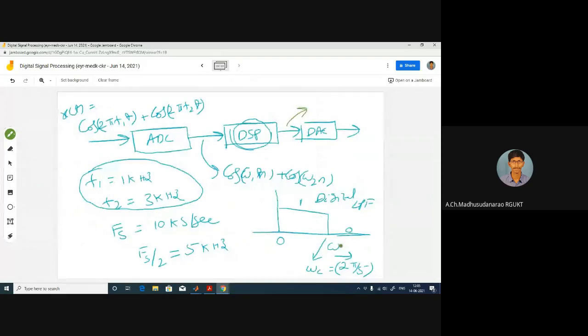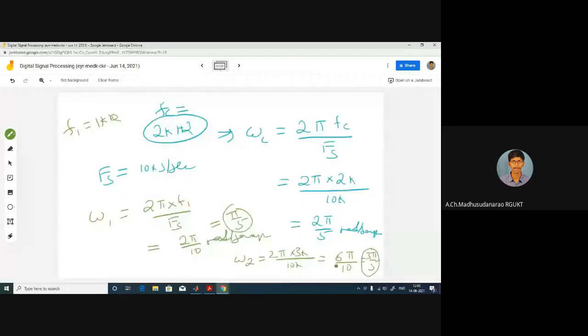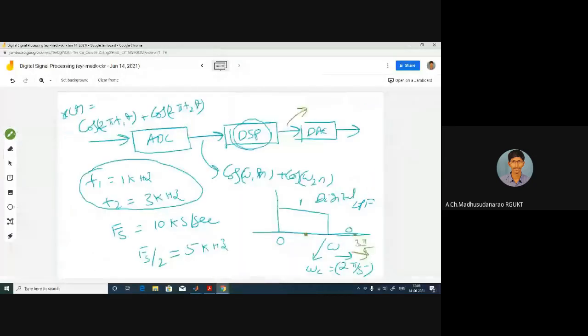3 pi by 5 is somewhere here, right? This is my omega versus gain of that frequency. And pi by 5 is before this, somewhere here. This is my pi by 5. Then what will happen to this output? What is the output? It's a filter, right?